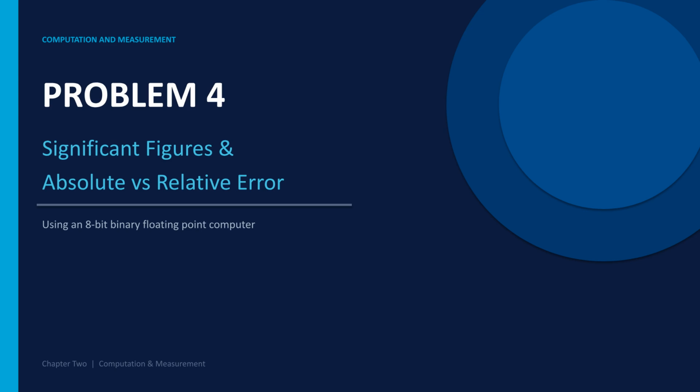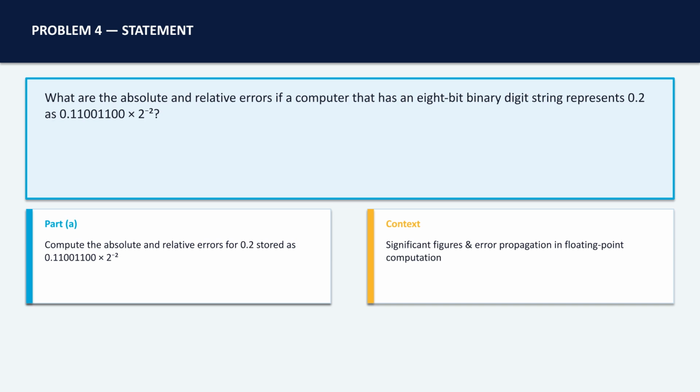This video will cover problem 4, focusing on significant figures and absolute versus relative error, using an 8-bit binary floating point computer as a case study. The core problem is to determine the absolute and relative errors when an 8-bit binary digit string represents the true value of 0.2 as 0.11001100 multiplied by 2 to the power of -2.